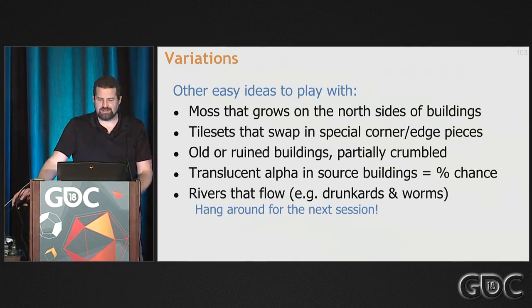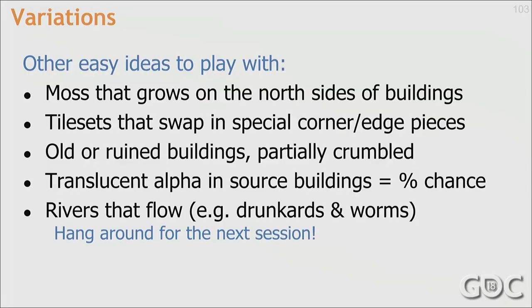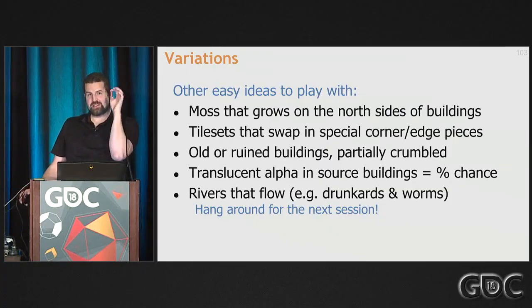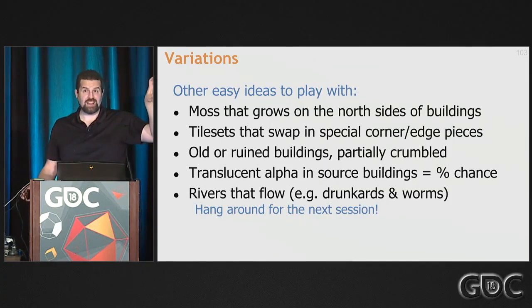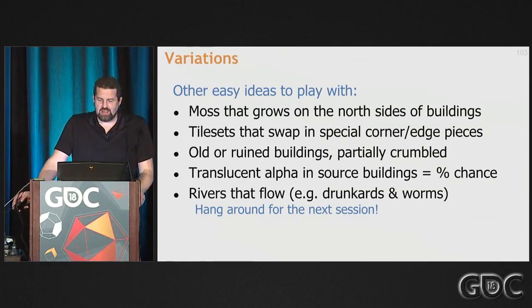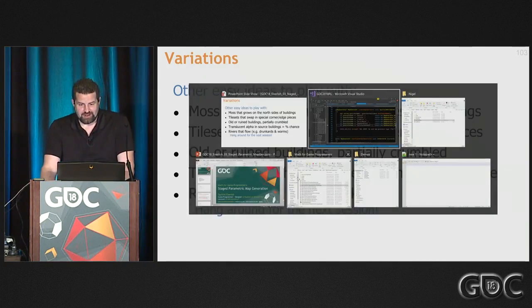So you can easily do stuff like moss that grows on the north sides of buildings. You could have cellular automata rules that are directional. Tile sets that swap in. So you have tile sets that have corners that are rounded, when they go around the corner at the shoreline, you can swap those nice tiles in, just all with the same thing. You can have buildings, and then you have a random chance to change the stone into gravel, so they're partially crumbled. You can have translucent alpha in your source buildings.